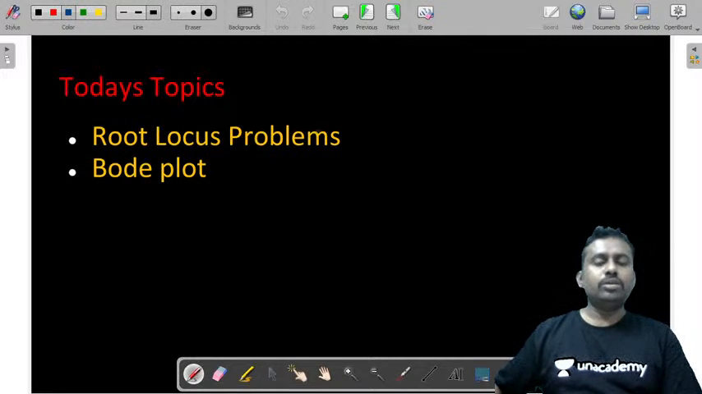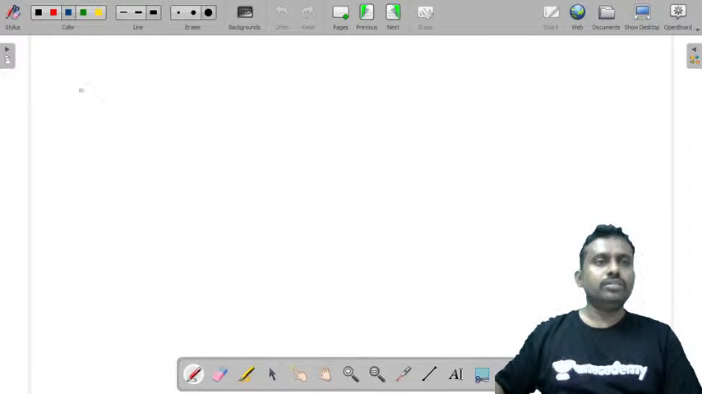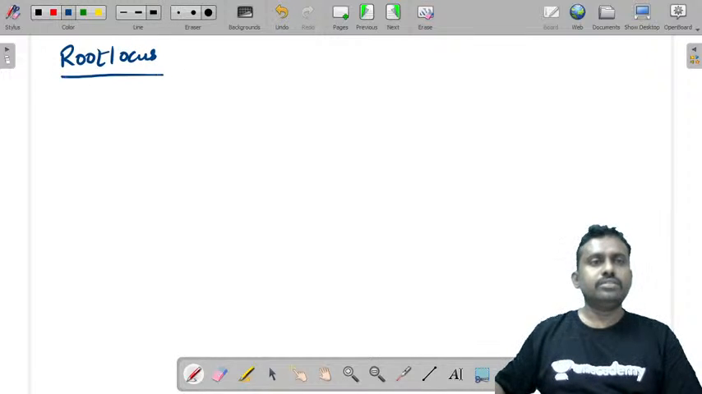And coming to today's topic, we'll discuss a root locus problem, one or two problems if possible, and we'll move ahead with the frequency response analysis using BODE plot. So let's take one problem on root locus. Yesterday we solved one problem on root locus. Today we'll see one more problem on root locus.